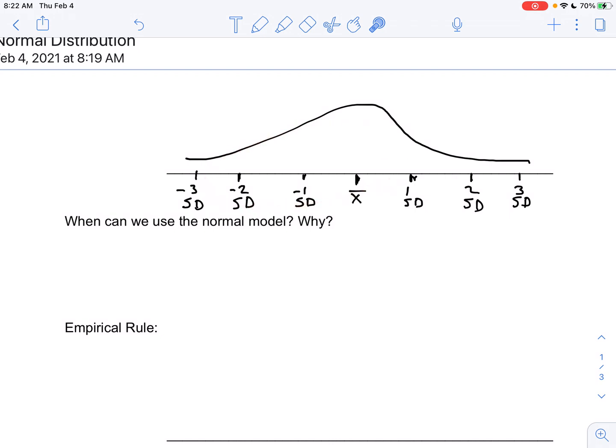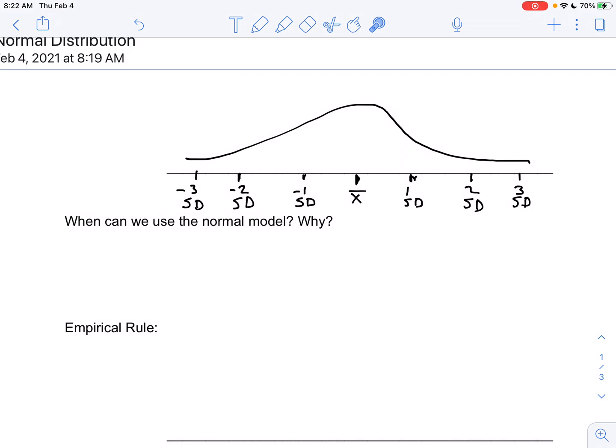What else uses the normal model? For those of you in AP classes, all of the AP exams are based on the normal model. Basically, they find your mean, they find your standard deviations, and then they compare you to one another. They're going to use the empirical rule to really separate you from one another.